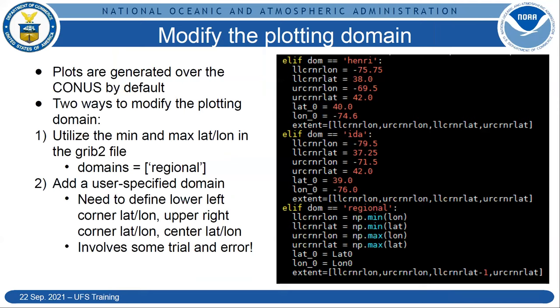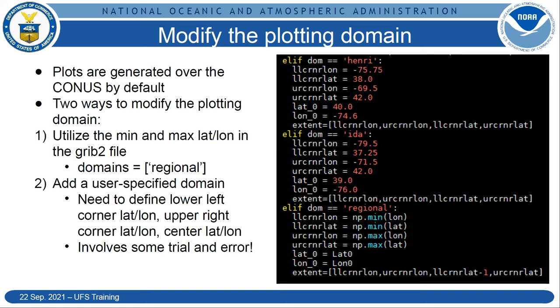All right, so now I'm just going to go into a couple different ways that you can actually modify the scripts. So the first is just how to modify the plotting domain. The plots are generated over the CONUS by default. As you saw, all the examples I showed were over the CONUS, but for instance, if you want to look at an interesting weather event, then you certainly would want to look at maybe a zoomed in, smaller localized area.